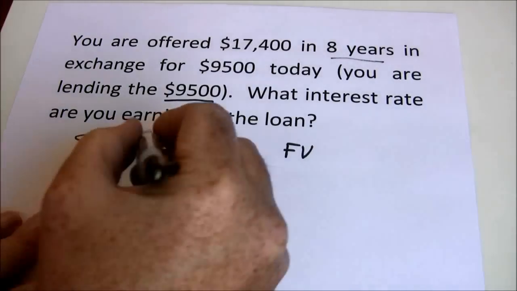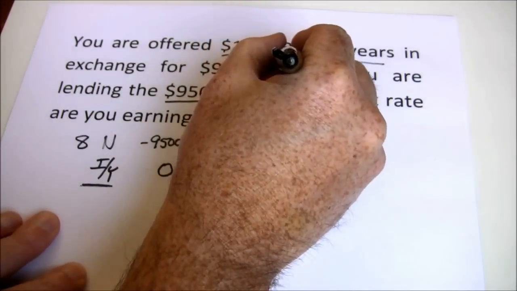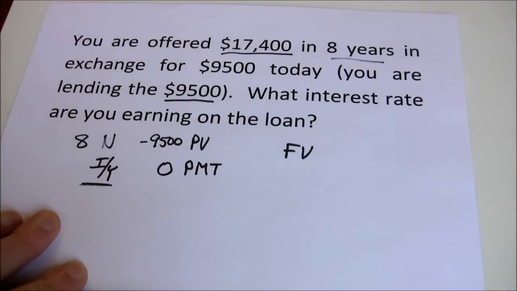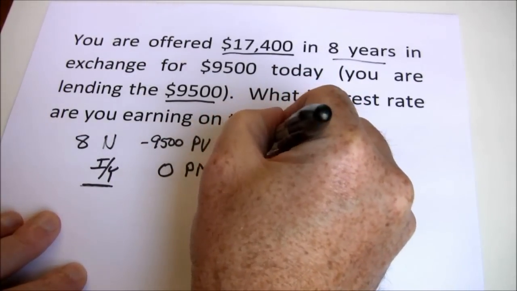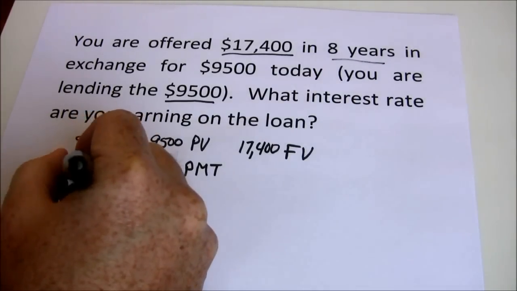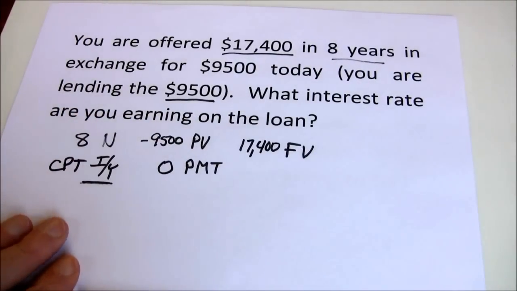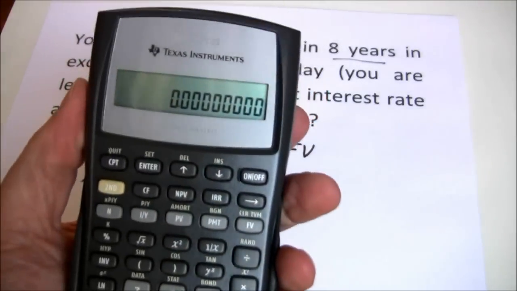There is no annuity stream here, so we can zero out the payment. And our future value is the $17,400 we're going to be receiving 8 years from now. $17,400, and then we're going to compute our interest per year. So let's walk through that. Again, clear it out.